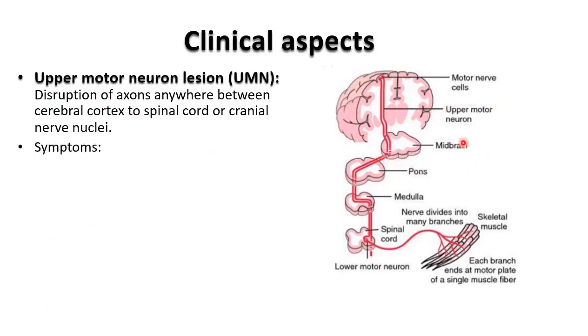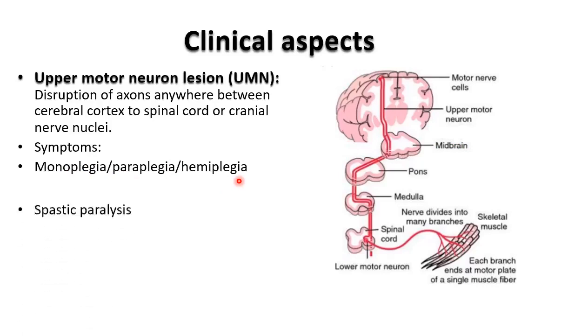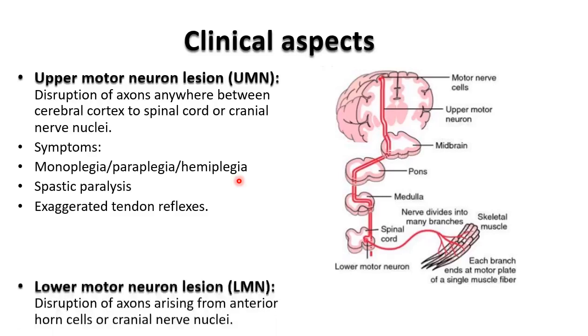So symptoms mainly include spastic paralysis. Mainly it might be monoplegia, paraplegia, or hemiplegia: one limb, or both the limbs, or one half of the body. So it is spastic. The muscle undergoes spasm, rigid. It is called spastic paralysis. And then you have exaggerated tendon reflexes.